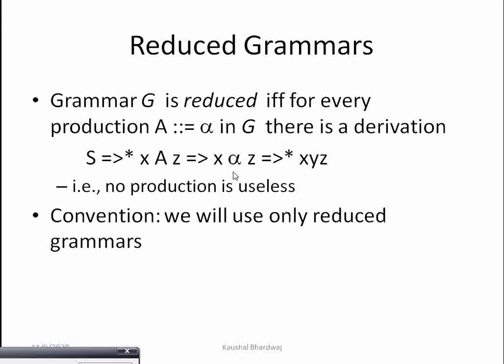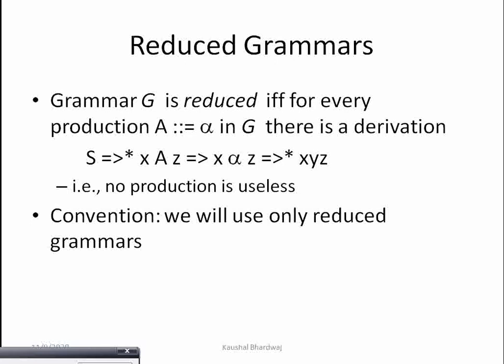So there is something called reduced grammar. Reduced grammar means we will not have any extra production, any useless production. We will have those productions only which are actually being used. We will not keep any production which is useless.